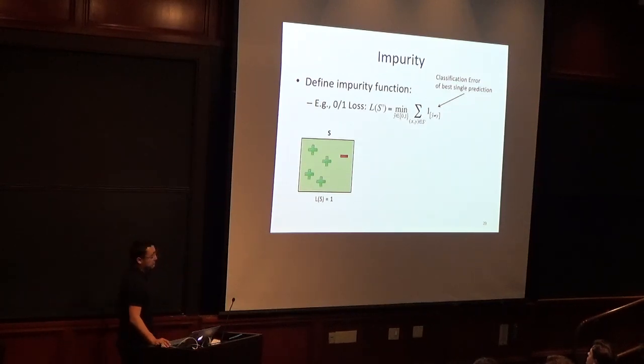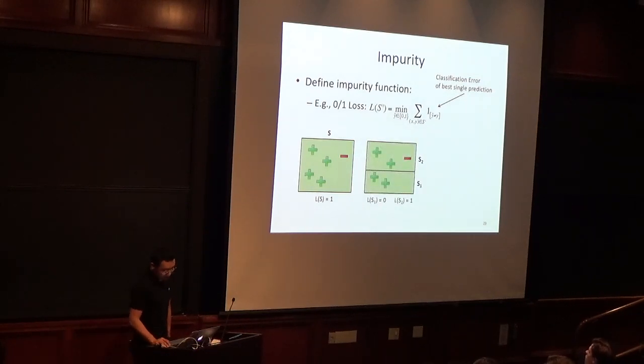Okay, let's start again. Let's try this split. The sum of the impurities of the children leaf nodes is 1. It's the same as just having the root node. So the impurity reduction is 0.